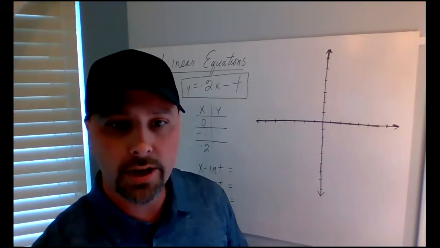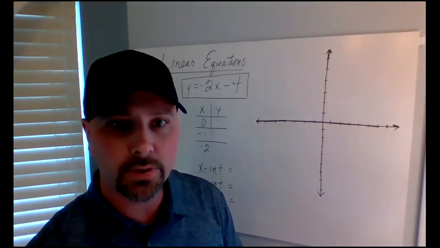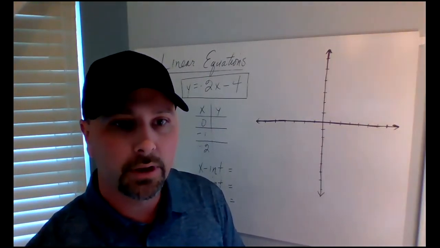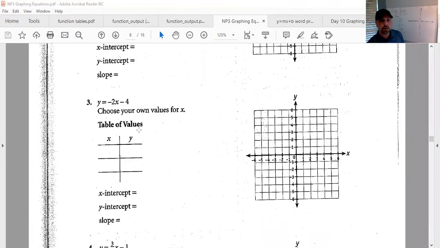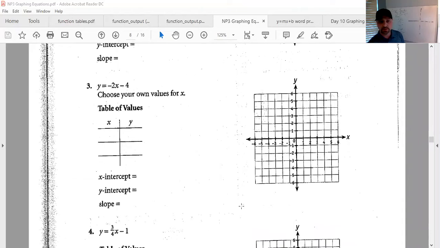All right, so let's go back to this particular problem. What number is this? This is number 3 on page 107. I picked this one because it's got more than one step in the equation itself. You also have to pick your own values for x. And so I wanted to just go over this one quickly and show you how I would probably do that.